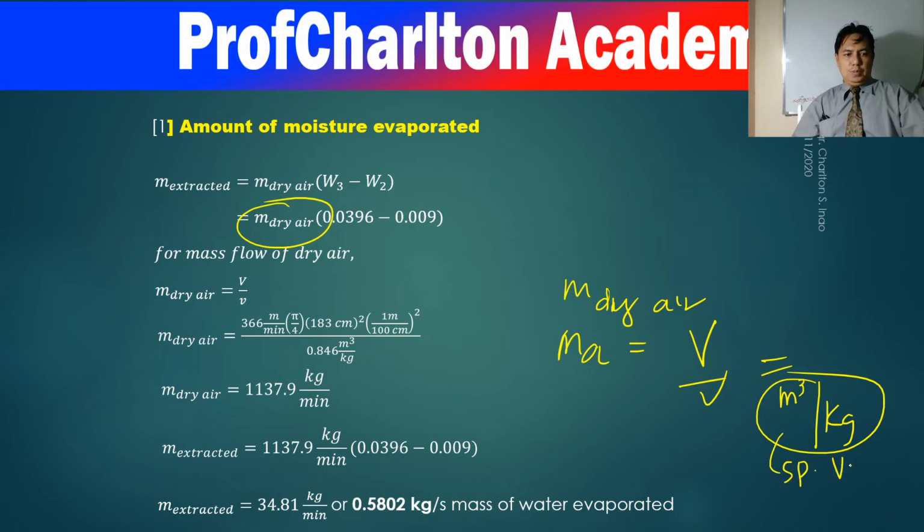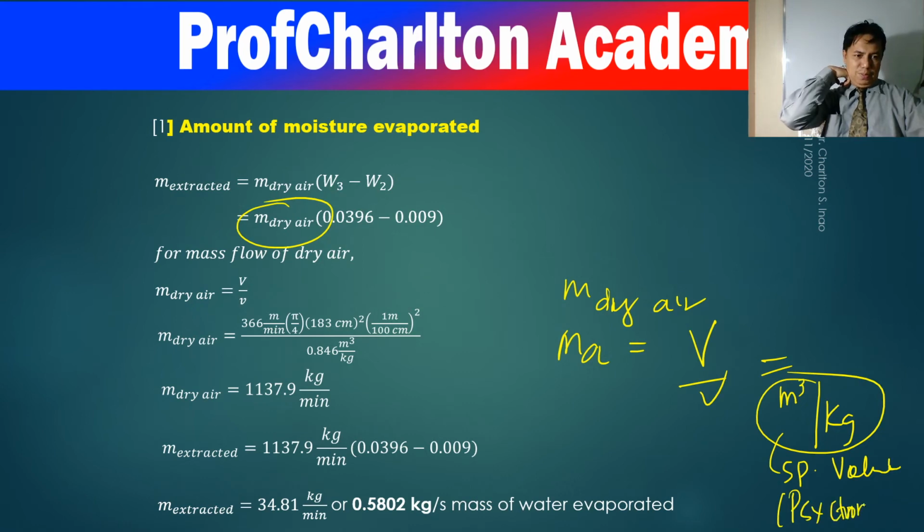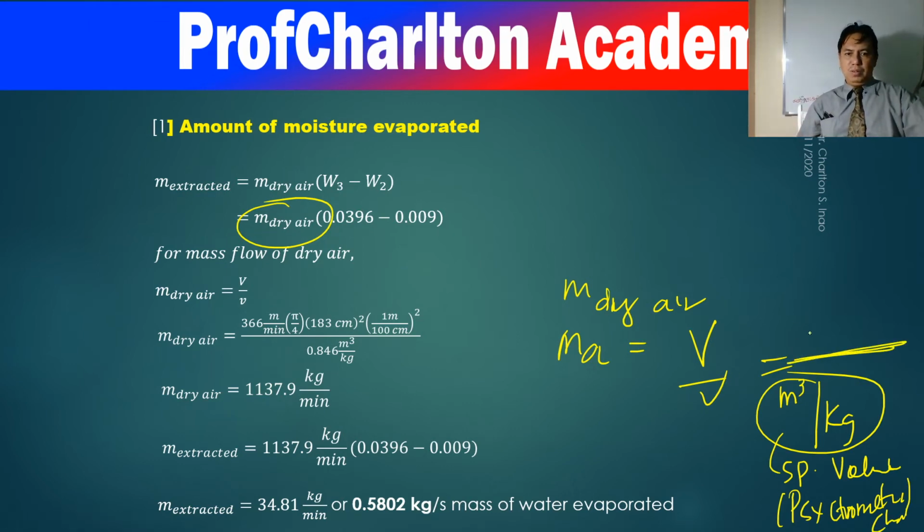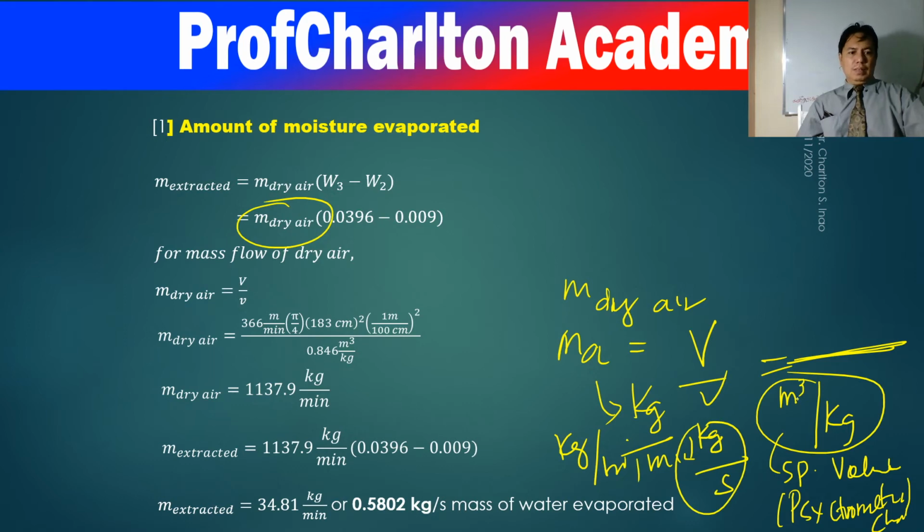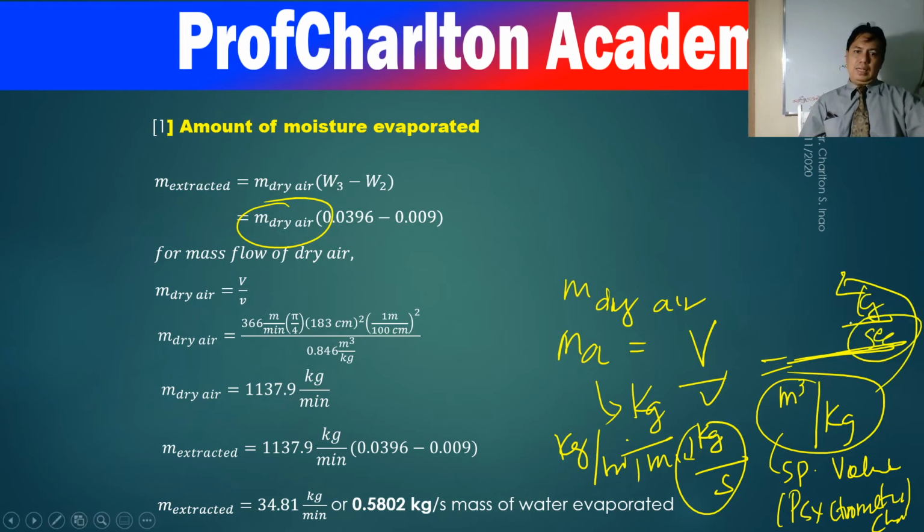We can get this specific volume in the psychrometric chart, right? What about this? What is this volume here? Because our target is kilogram per minute, or kilogram per hour, or kilogram per second. So how could we have this? What is this volume that we are trying to have? In order to have kilogram per second, this kilogram should go up, and then we should have a time element here, so second.